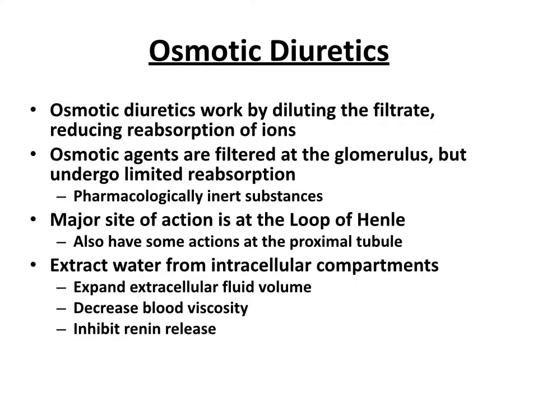So these are basically inert substances, and their major site of action is going to be at the loop of Henle. They also do have some actions at the proximal tubule. In addition to diluting the filtrate, they have some other actions. For instance, they can expand extracellular fluid volume, decrease blood viscosity, and they can inhibit renin release as well. And also, this other main point here is that they will extract some water from intracellular components.